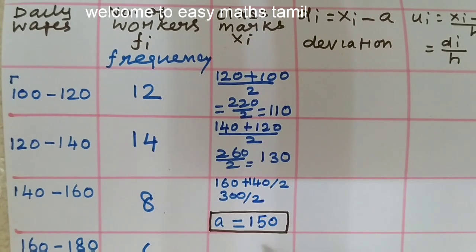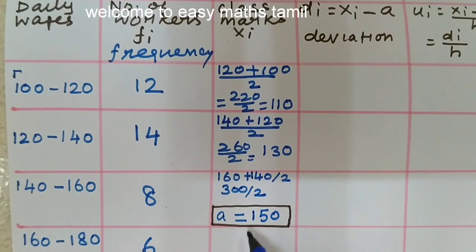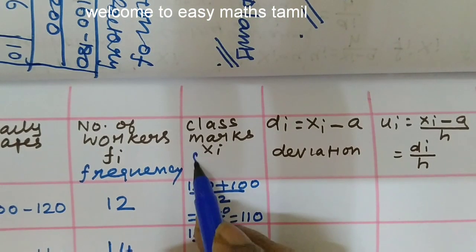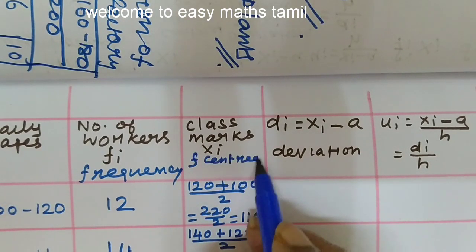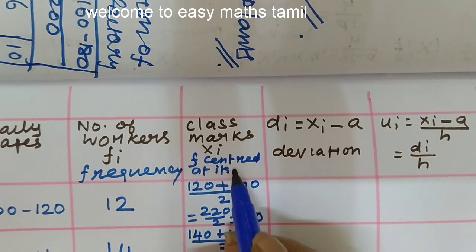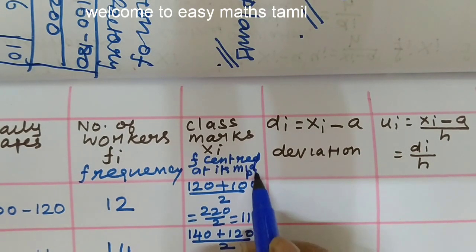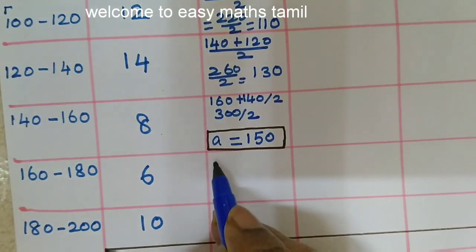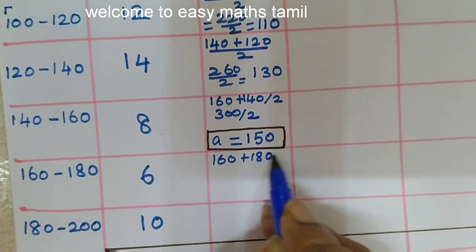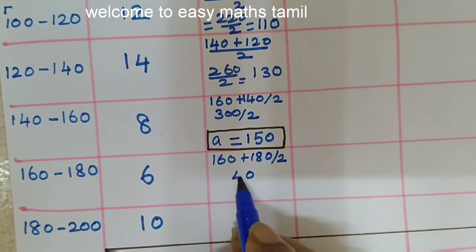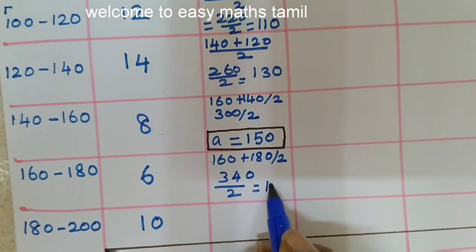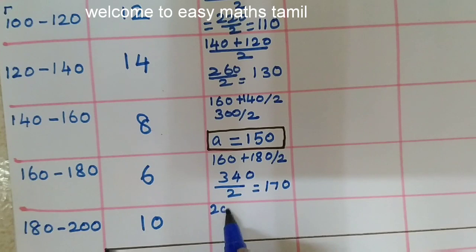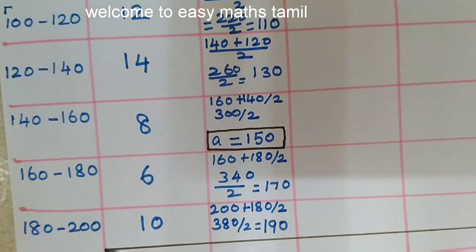So A is 150. Totally 5 values are given. Take the middle value as A because the frequency is centered at its midpoint. So the midpoint is taken as the assumed mean, A is 150. So 160 plus 180 divided by 2 is 170. Next, 200 plus 180 divided by 2, 380 divided by 2, is 190.